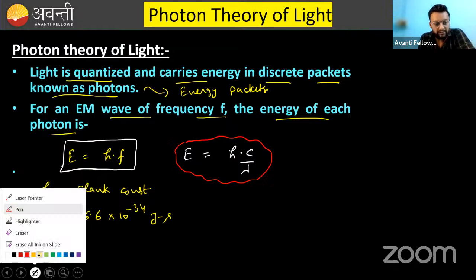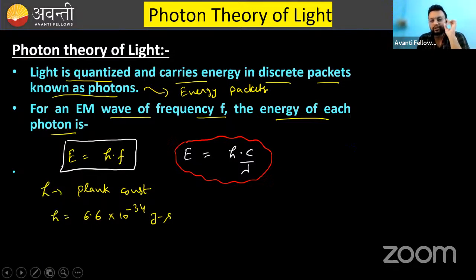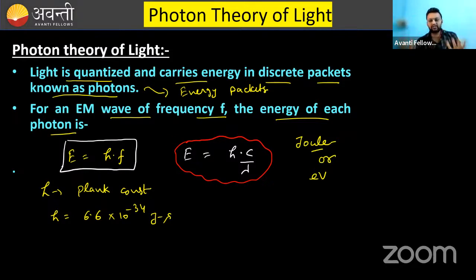Now one more thing. In this chapter, or wherever you study, energy has a unit of joule. That means this energy should be in joule. Now, there is one more unit of energy, which is electron volt. This electron volt is a very small unit of energy. Joule is a larger unit and electron volt is a smaller unit of energy. So what is the relation between these two quantities? That relation you should also remember, and that relation is 1 electron volt = 1.6 × 10^-19 joule. This relation you should remember.